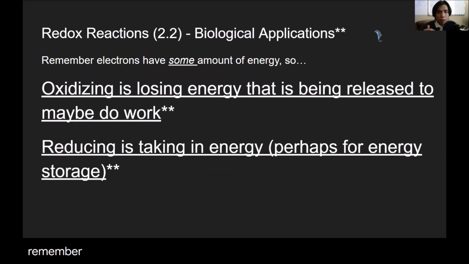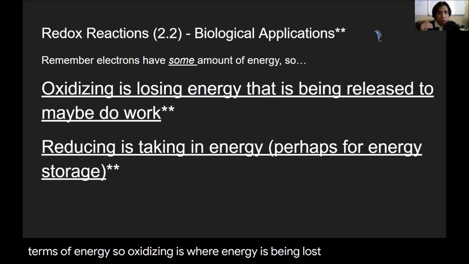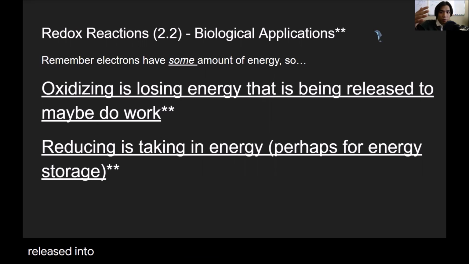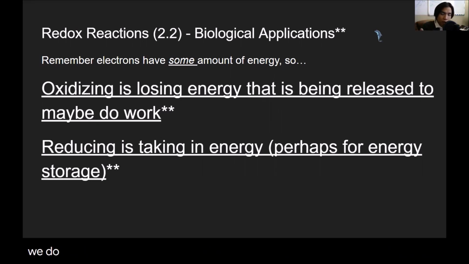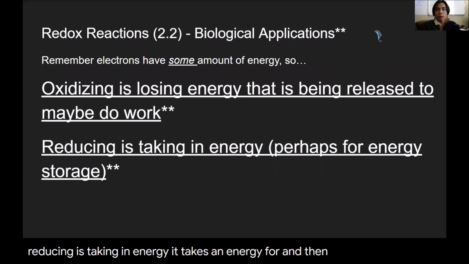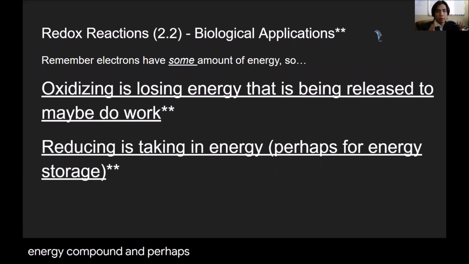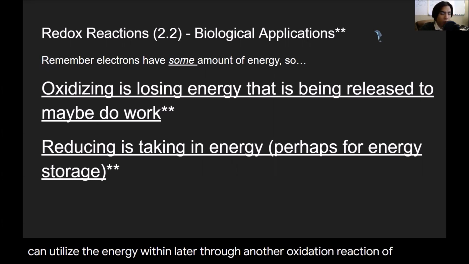I like to remember redox reactions in a biological sense, not exactly by electrons, but in terms of energy. So oxidizing is where energy is being lost. That energy is being released into the environment, and it can be used by other processes to do work. Reducing is taking in energy, and then it becomes a higher energy compound, and perhaps that is a form of energy storage, such that you can utilize the energy within later through another oxidation reaction.